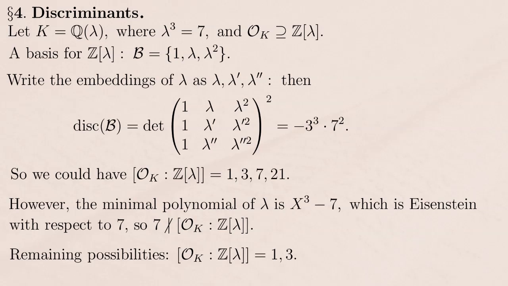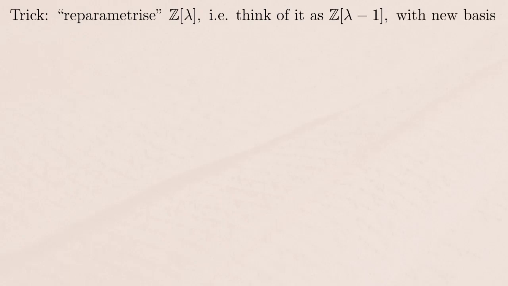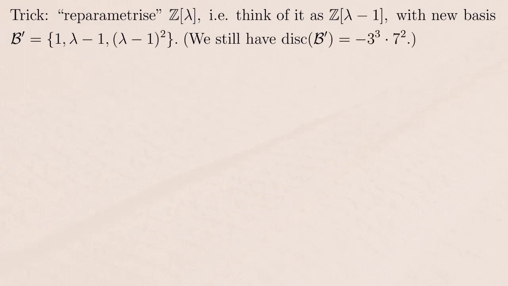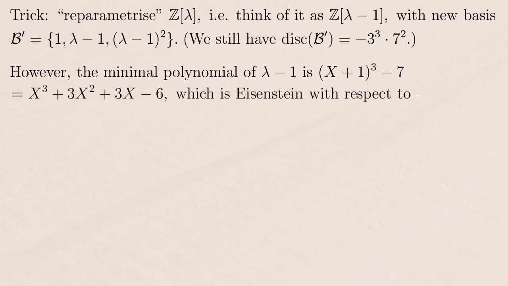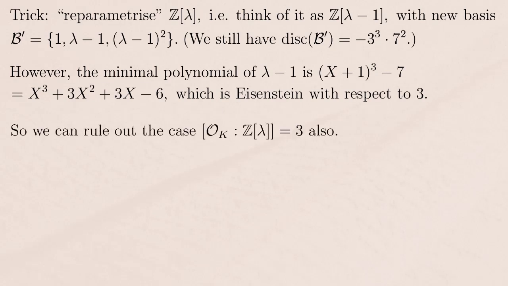Well, to work out which it is, let's reparametrize Z adjoin lambda. That is, instead of thinking of lambda as the element we're adjoining, I'm going to think of lambda minus 1 as the element we're adjoining instead. So we'll take the basis 1, lambda minus 1, lambda minus 1 squared. This generates the same lattice as the previous basis, so its discriminant is still the same. What's the point in that? Well, the minimal polynomial of lambda minus 1 is (x plus 1) cubed minus 7, and when we multiply this out, we can see that this polynomial is Eisenstein with respect to 3. So we can rule out the case where the index is divisible by 3 as well, and we finally conclude that the full ring of integers was just Z adjoin lambda all along.